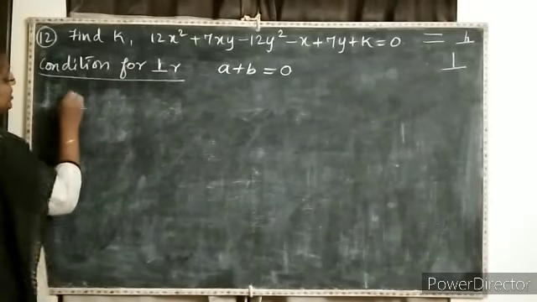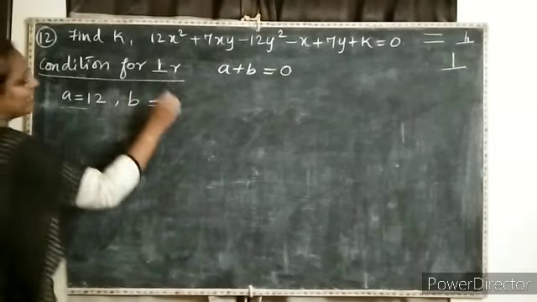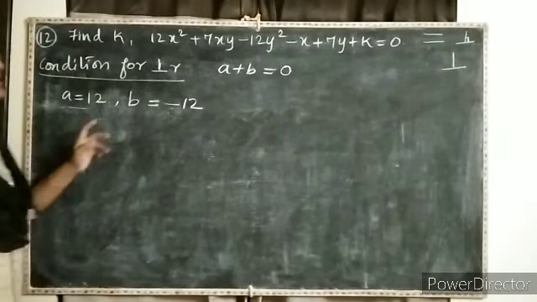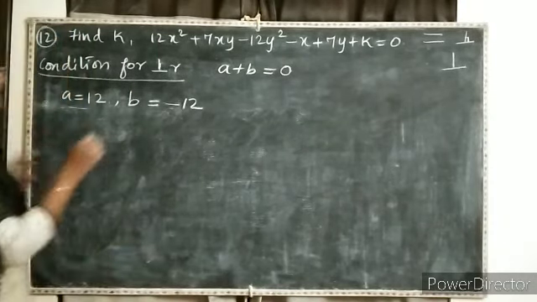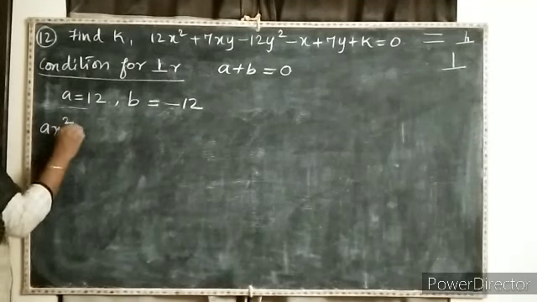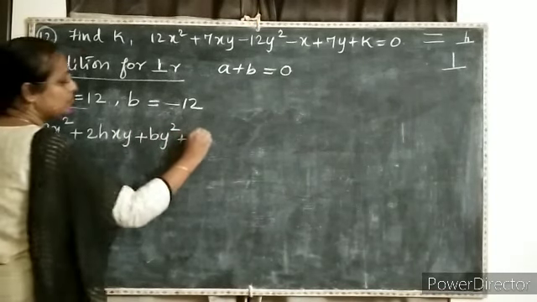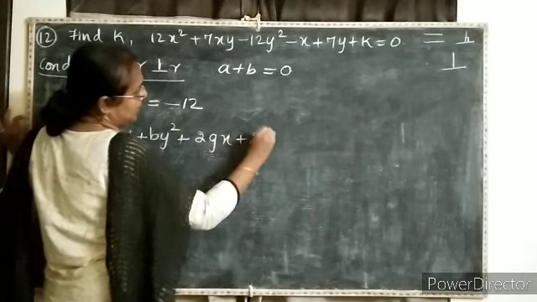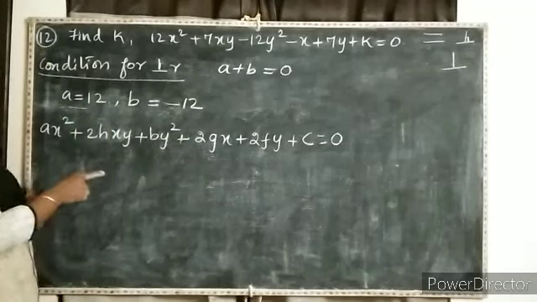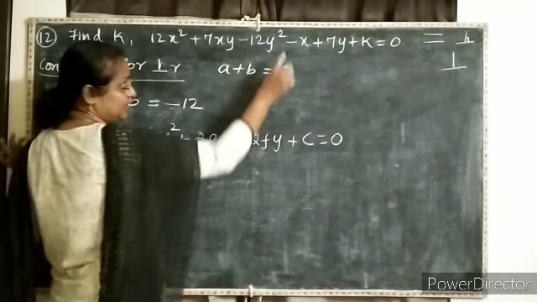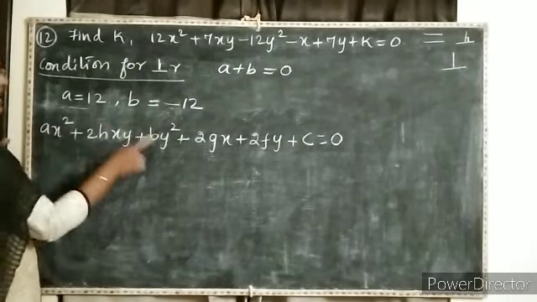Okay, so from the equation, what is A value? A value is 12, isn't it? What is B value? B value is minus 12. How do we get this? So you have to learn the general equation of the pair of straight lines. Already I told you. What is the general equation? Ax squared plus 2hxy plus by squared plus 2gx plus 2fy plus c is equal to 0. This is the general equation of a pair of straight lines. So this general equation has to be compared with the given straight line, and we have compared and found the value of A and B.